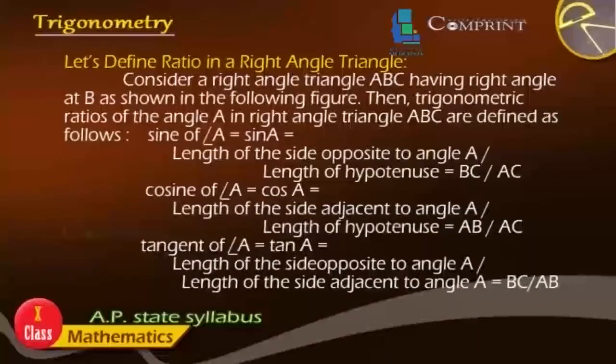Cosine of angle A, cos A, is equal to length of the side adjacent to angle A by length of hypotenuse, which is equal to AB by AC. Tangent of angle A, tan A, is equal to length of the side opposite to angle A by length of the side adjacent to angle A, which is equal to BC by AB.